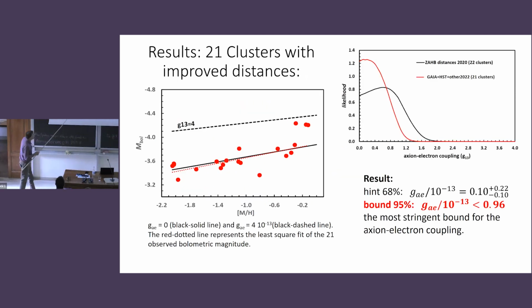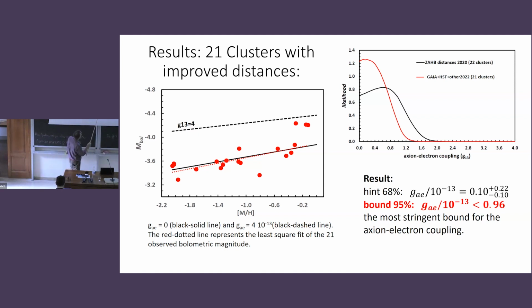And these are the results we get by collecting the RGB tip luminosity of 21 globular clusters. The dots represent the measurements of the bolometric magnitude, while the lines represent models. The solid black line is a standard model without axions, while the dotted line represents a model in which we have assumed a coupling of 10^-13, which was the previous bound at the time we did this work. And this is the likelihood function that we get.